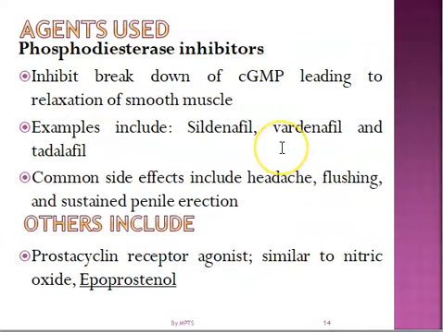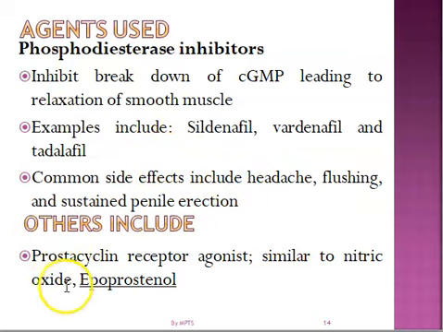Now, the drugs which are used commonly in pulmonary hypertension, we have phosphodiesterase inhibitors. They inhibit the breakdown of cGMP, leading to relaxation of the smooth muscle. Examples, we have sildenafil, vardenafil, and tadalafil. Side effects are headache, flushing, and sustained penile erection. This side effect is the one used when these drugs are used in erectile dysfunction. It is not the original use.